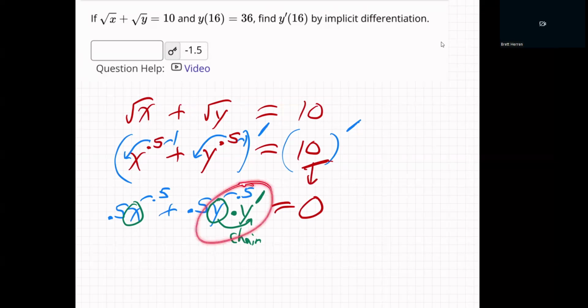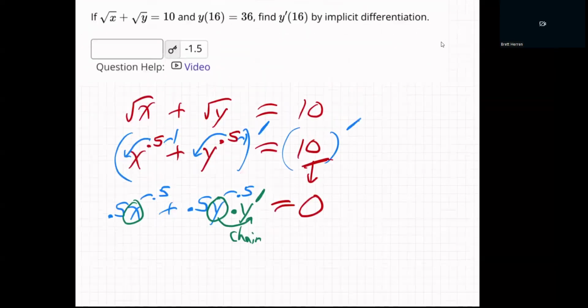What happened right here? Remember, y is not the same as x. y is a function of x. So when we do the derivative, we bring down the 0.5, subtract 1 from the power, but then the inside is not a simple x. Clearly, it's a y. So the chain rule says if the inside is not a simple x, then you have to multiply by the derivative of the inside, y prime. Whereas here, the inside was a simple x, so I don't have to do the chain rule.